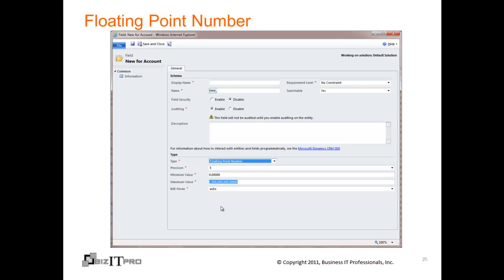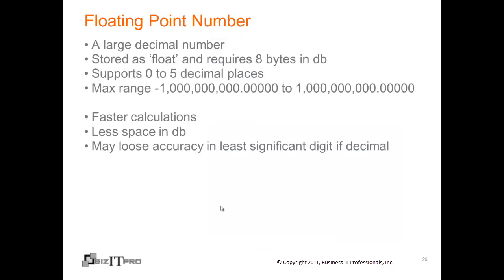Floating point numbers. Floating point numbers are much simpler. Basically, the only choice we have is the precision that we want to choose. We can also set a range of values, as you see on the screen. It's a large decimal number. It's stored as float and requires only 8 bytes to store in the database. It supports from 0 to 5 decimal places, and a maximum and minimum range can be set.